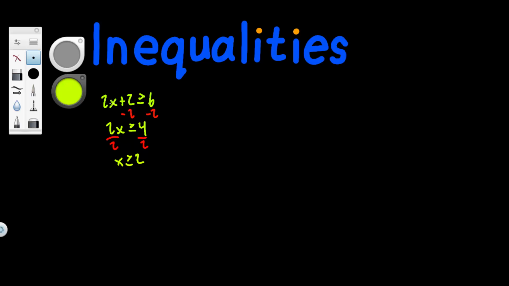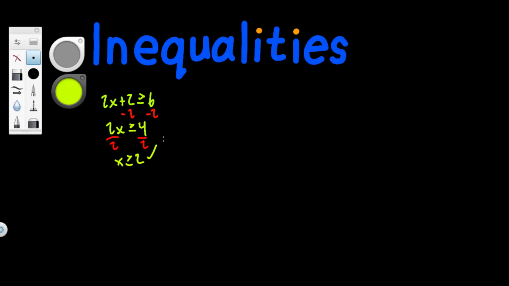Let's give this a sanity check. Let's say x is a 2. So 2 times 2, we've got 4 plus 2, that's 6, which is equal to 6. And let's say that x is a 3. 3 times 2 is 6 plus 2, we get 8. 8 is greater than 6. So this is looking like a good answer.